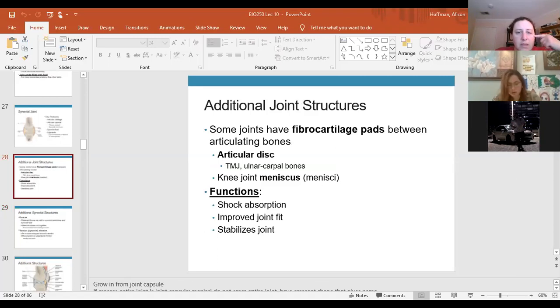Okay, next joint question. Do we need to know the locations of each type of joint?